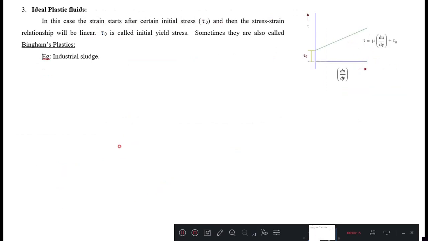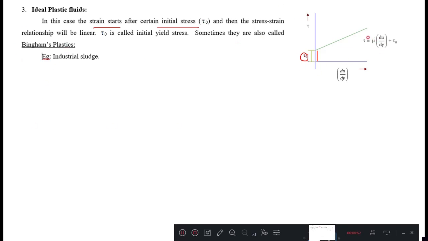And ideal plastic fluids. In this case, the strain starts after a certain initial stress. Look at this one, up to here, then the straining started, meaning the deformation has started. The strain starts after a certain initial stress of this tau. Then the stress-strain relation will be linear, and this tau is called the initial yield stress, tau O, and sometimes they are also called a Bingham plastic.